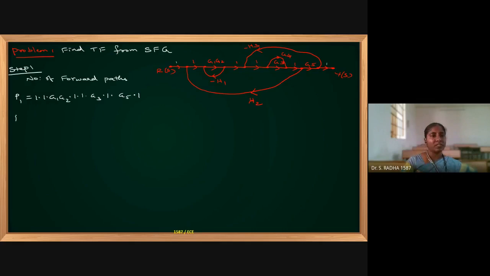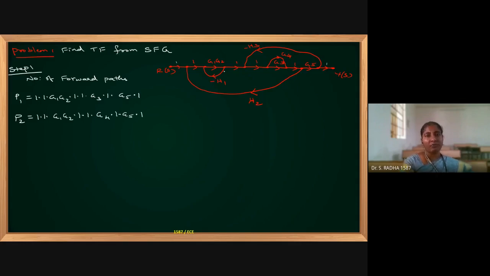Now coming to the second forward path, is there any second forward path you can check? So if I go in this forward direction, instead of G3, I can take another route, G4, then again 1, G5, 1. This is the second forward path. I'm starting at R of S, ending at Y of S. Just I will multiply 1 into G1, G2 into 1 into 1, G4 into 1 into G5 into 1. This is the second forward path.